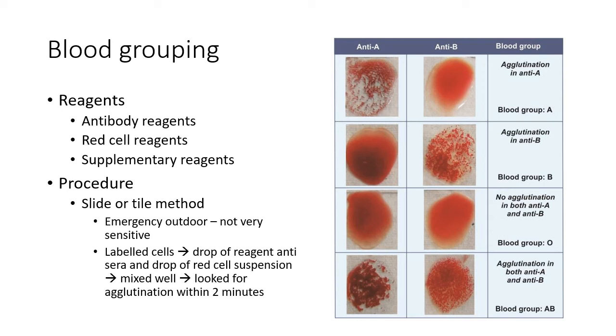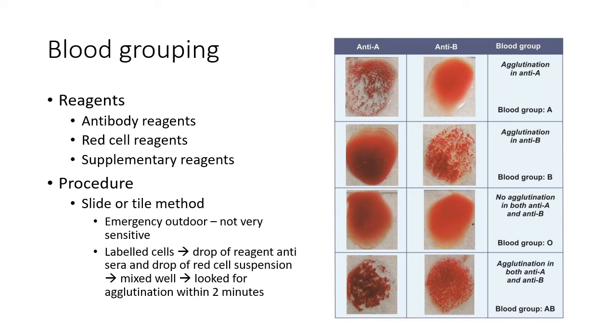Here in this method, the slide tile is labeled to identify the cells. A drop of reagent antisera is kept on the slide and a drop of red cell suspension is added to it. Both of them are mixed well with a separate applicator stick, and the slide is gently rocked and looked at for visible agglutination. Normally, the results are read within 2 minutes.